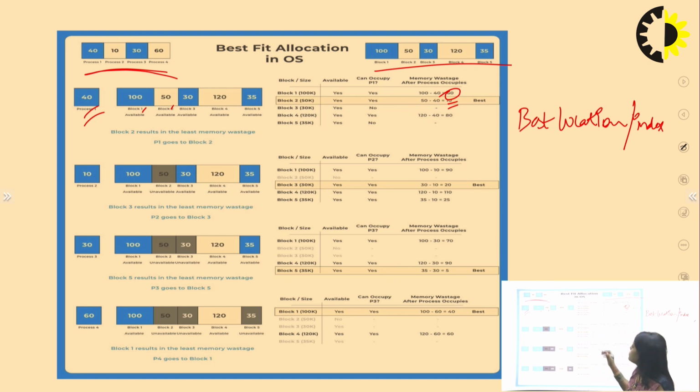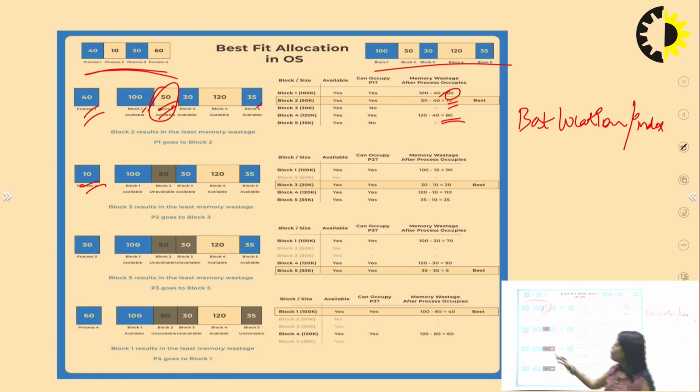After that, 120. In this case, the wastage is 80, so it is also not accommodated, and the block is not accommodated. So the best block for that process is block 2, 50. After that, the next process comes, which is 10.